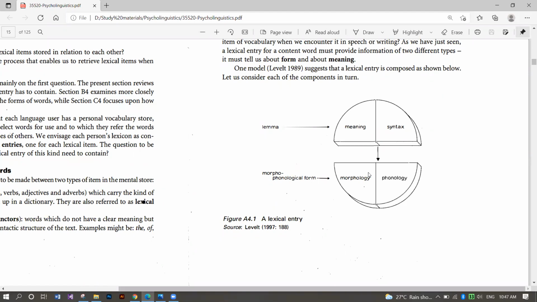Who has switched on the mic? Please switch off the mic. Whose mic is on? Whose mic is on? Look in participants, whose mic is on? Khushboo, please turn off your mic. Thank you.